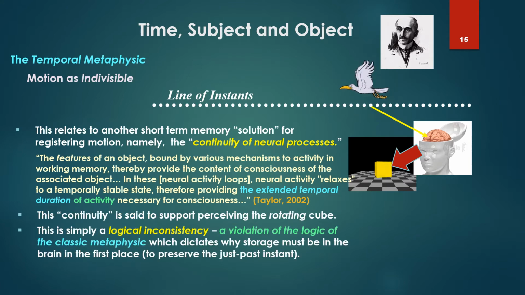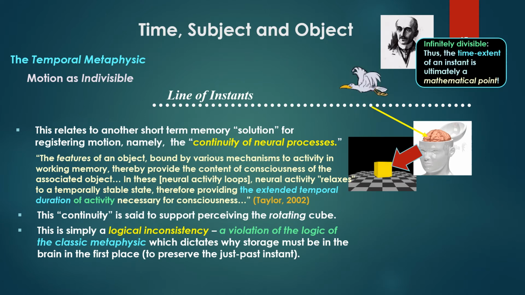So this continuity, the extended temporal duration of activity, is said to support perceiving the rotating cube, or above there, the flapping wings of the heron. This is a violation of the logic of the classic metaphysic, which dictates why storage must be in the brain in the first place, to preserve the just past instant.